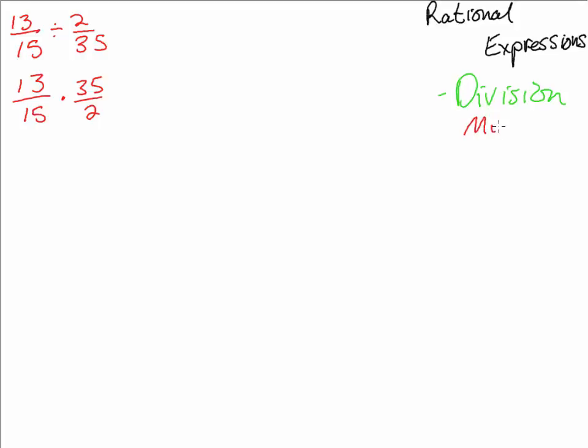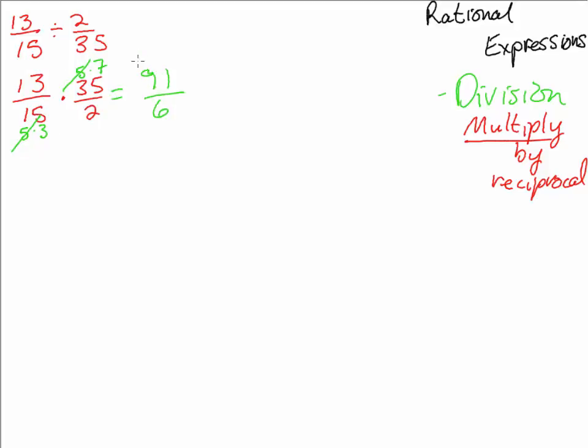But really, you multiply by the reciprocal, which means since you're multiplying, you're going to factor. So factoring is a major part of this entire section. So let's do this one. 35 is 5 times 7. 15 is 5 times 3. 13 doesn't go down any further. 2 doesn't go down any further. 5s will cancel. So we got 13 times 7 is 91. 3 times 2 is 6. And that's your answer. That's how we did it with fractions back in the good old days.